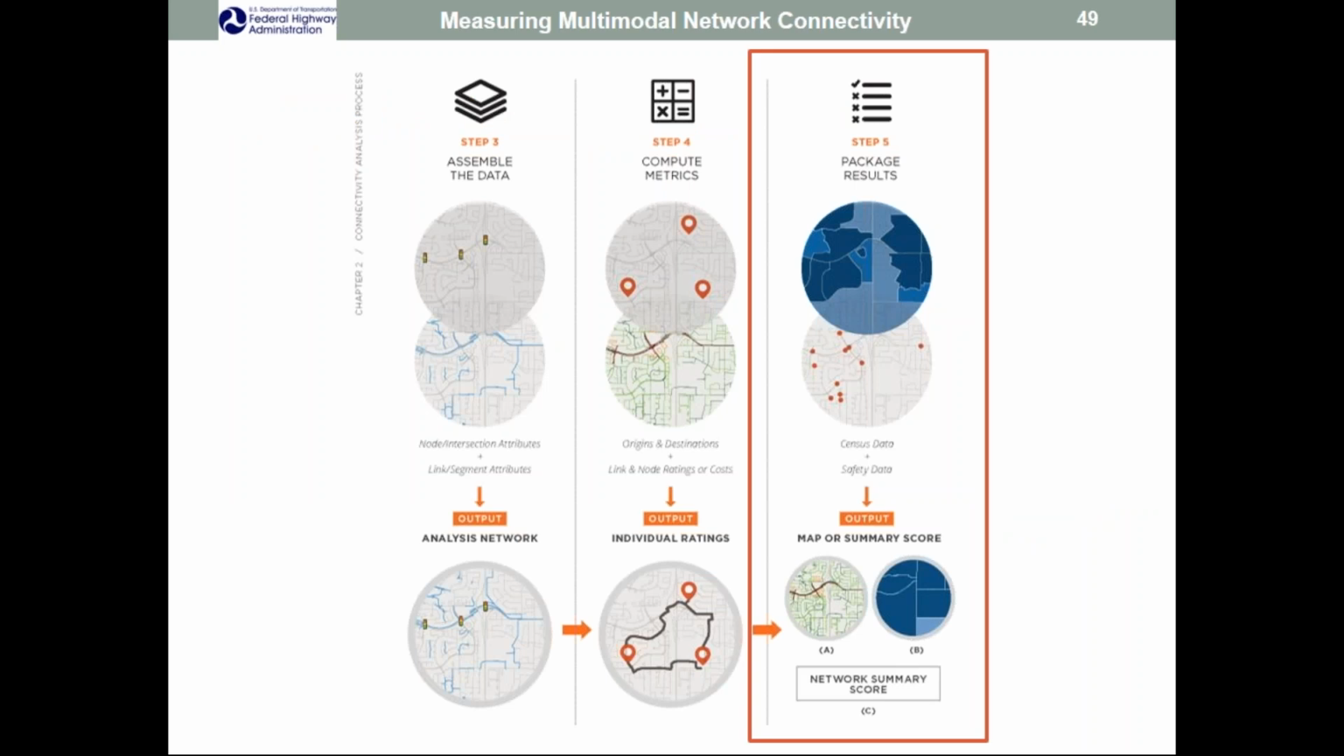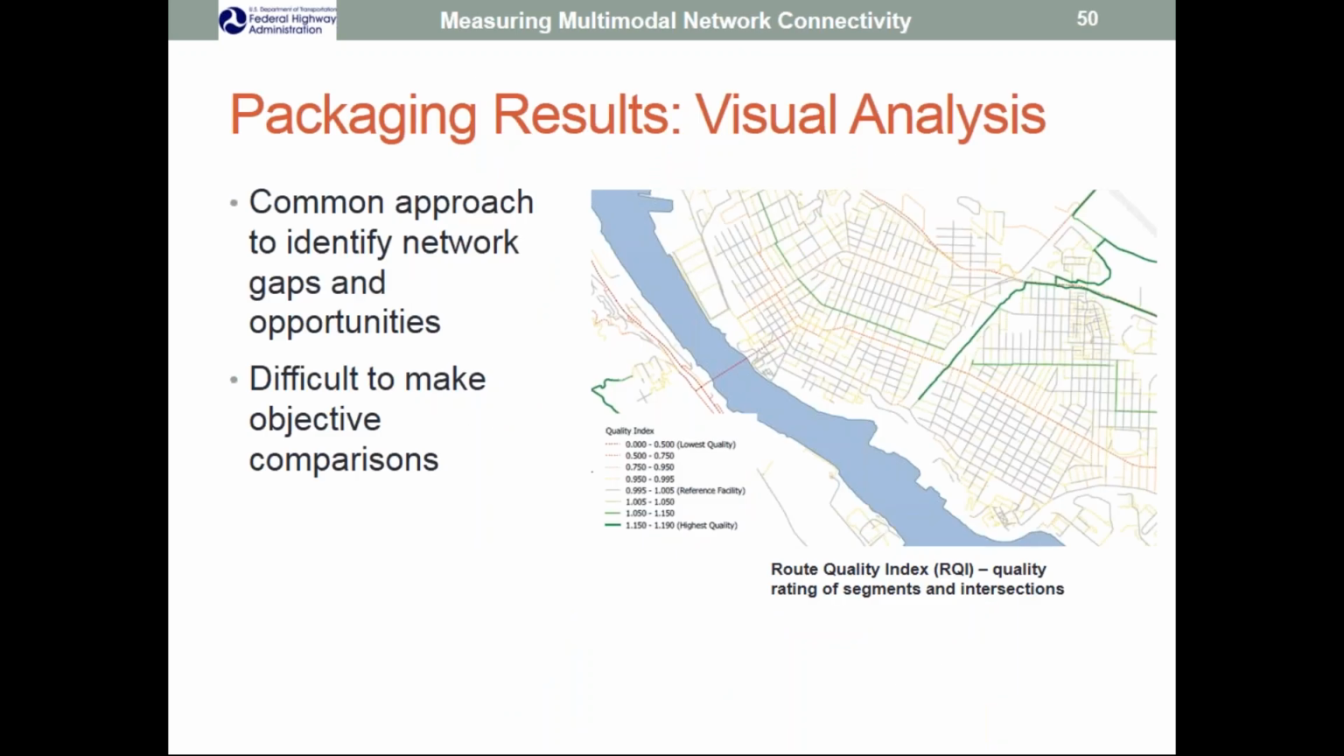So once you've done all of this work of assembling data and calculating the measures, it doesn't just spit out these pretty graphics that Kim has been showing you. There's a last step of packaging these results that you really have to think of along the lines of your planning question. And I'm going to give you the three basic types of a way to package these results for you to think about. The first is the most common, and that's just a visual analysis. So you calculate the scores for all of your network, and then you display them on a map and make a qualitative comparison of where the gaps and opportunities are. Downside being that it's hard to make objective comparisons over time.